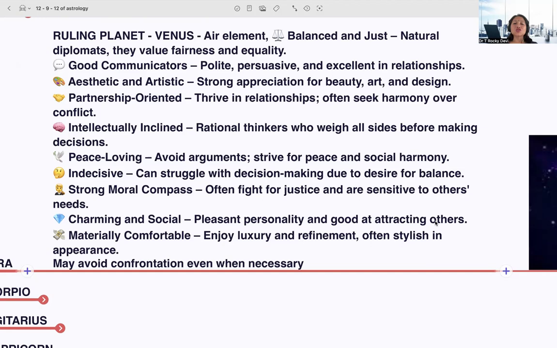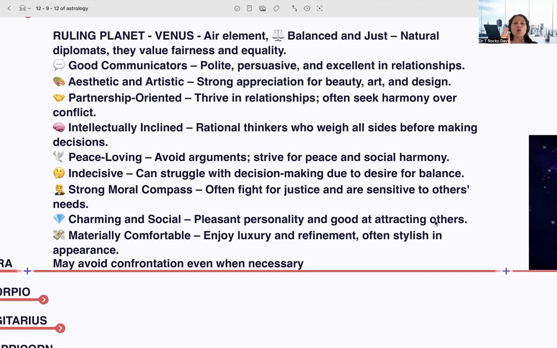Intellectually inclined, rational thinkers who weigh all sides before making any decision. That is why they sometimes take time to decide, because being like a weighing machine, they are able to think of the pros and cons of each and every decision. That makes them take time. And they are peace loving, avoid arguments, strive for peace and social harmony. Sometimes they are indecisive because they are able to see both the pros and cons of any situation. They can struggle with decision making due to their desire for balance.